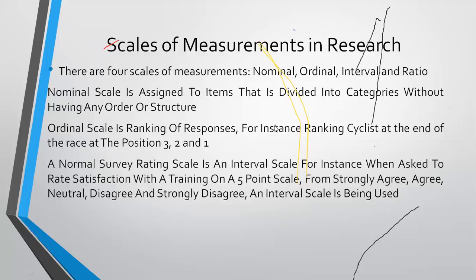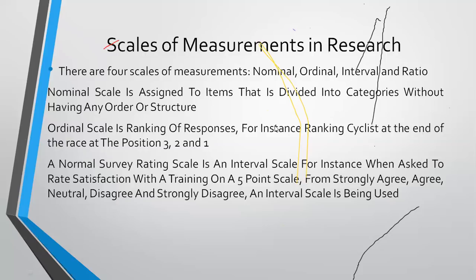Another example is football players. I know on their jerseys, they usually have different numbers. I'm not a football fan, so I don't really know the numbers, but I know they have different numbers at the back of their jerseys. It does not mean that football player number 1 is superior to number 2. It's just to differentiate them. That this is number 6, this is number 5. That is nominal scale.